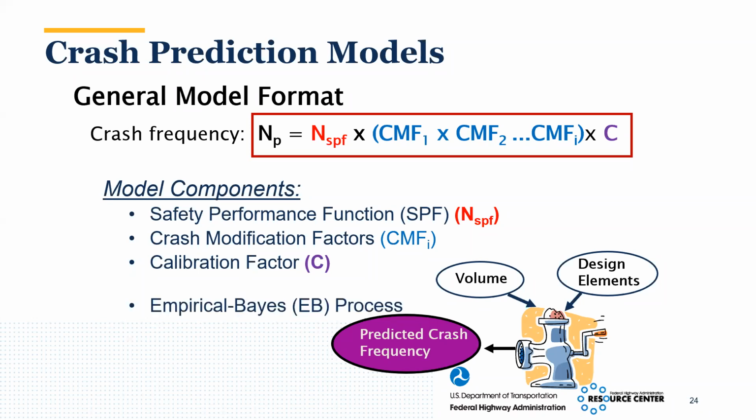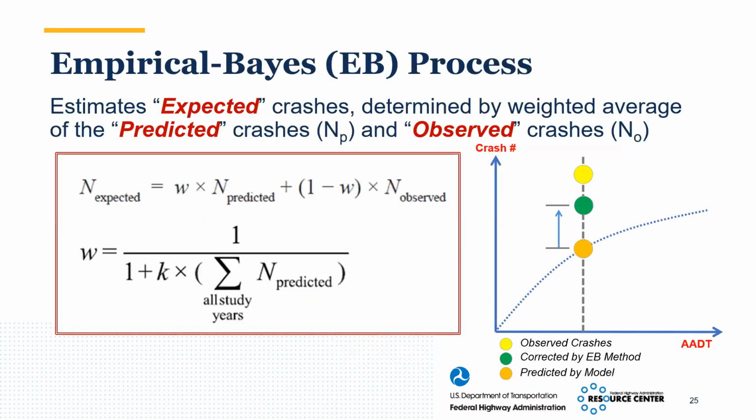There is also another component, which is the empirical Bayes based process. If there are historical crash data available, these predictions can be improved toward the expected crashes rather than predicted.